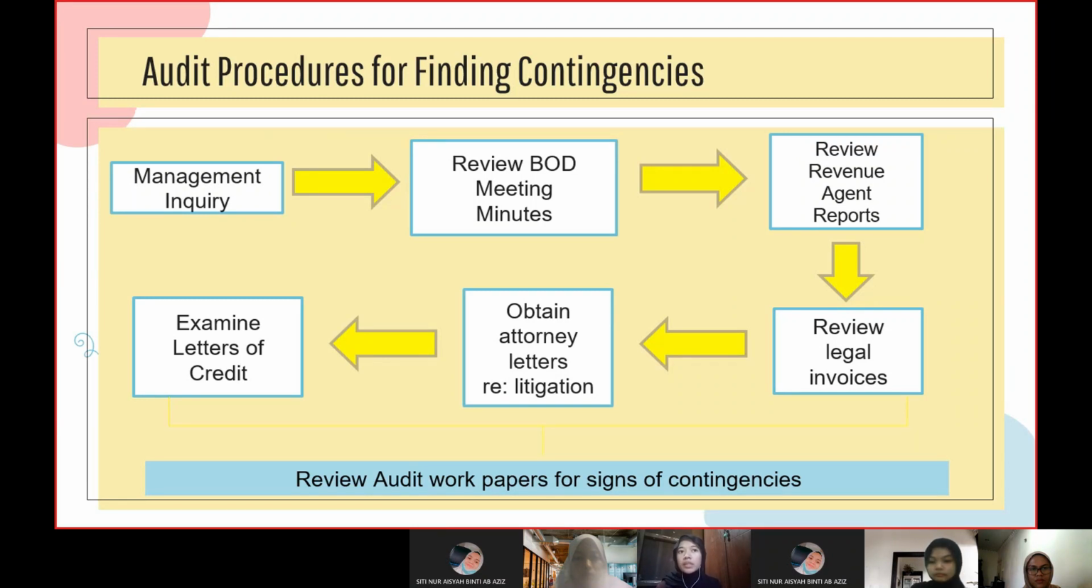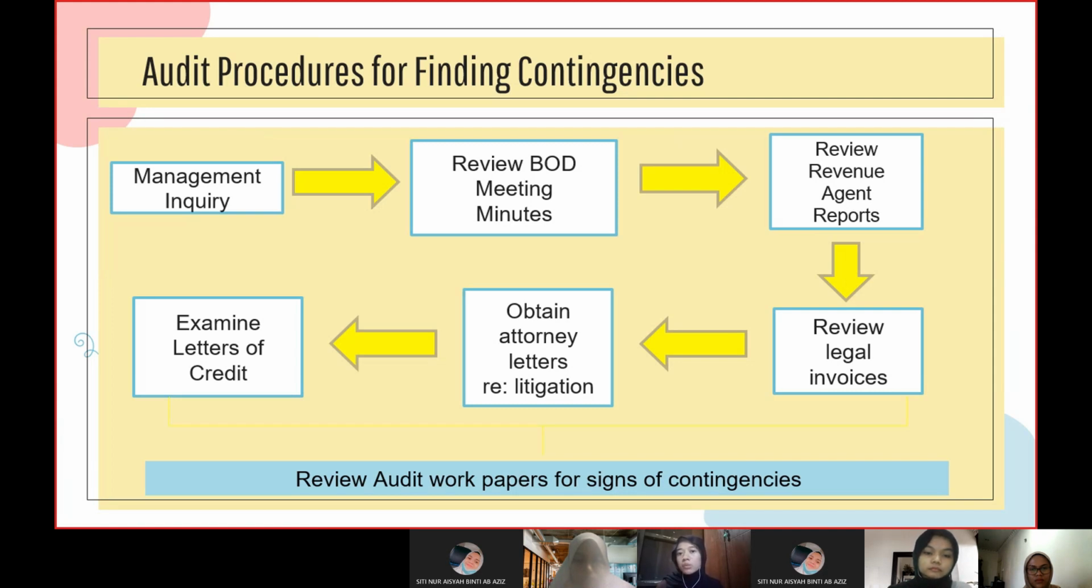Next we will see the auditor's process for finding contingencies. First we will see management inquiry. What is management inquiry? The auditor must be specific, describing the different kinds of contingencies that may require disclosure, as a reminder to management of contingencies they overlooked or do not fully understand, or for which they may have misstated the amount.